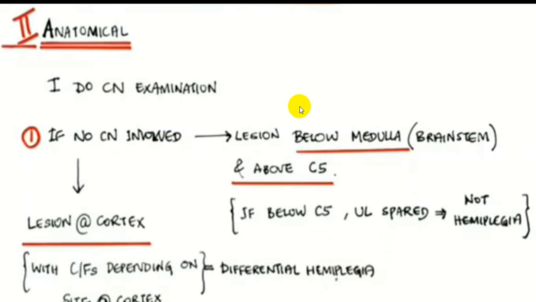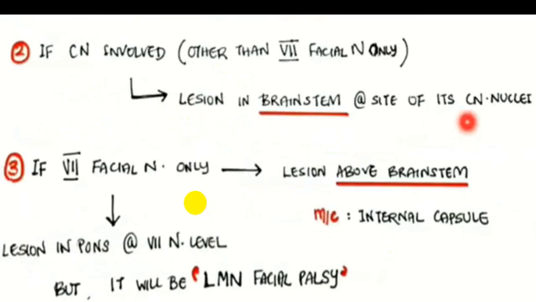And that will be very, very typical. So do a cranial nerve examination. If no cranial nerve is involved, the lesion is below the medulla or above C5. So between these two, very typical. Immediately you can differentiate. If a cranial nerve other than facial is involved, the lesion has to be in the brainstem.